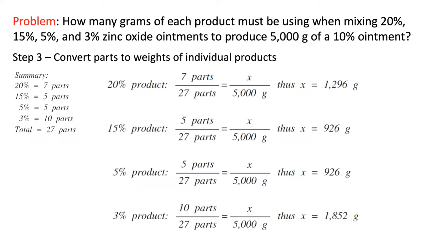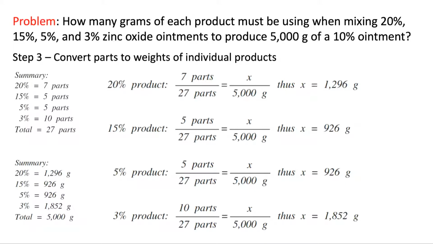I know the weight of each of my ingredients. So just to summarize, what we've calculated is that I need 1,296 grams of my 20%, add that to 926 grams of 15%, add that to 926 grams of 5%, and lastly, add 1,852 grams of my 3%. Mix all of that together, and when I'm all done, if you add all those weights up, you can see the total weights equal 5,000 grams, and as we've proven with our alligation method, the final concentration of our product would be 10%.